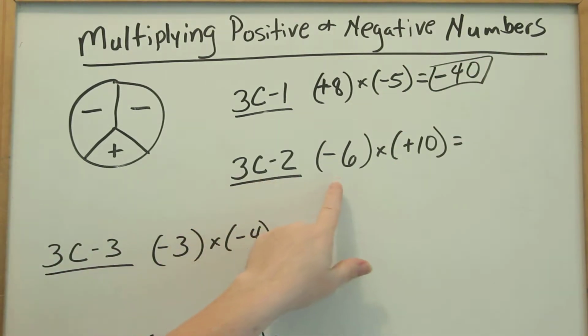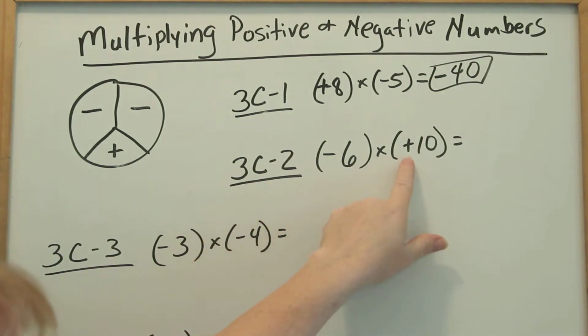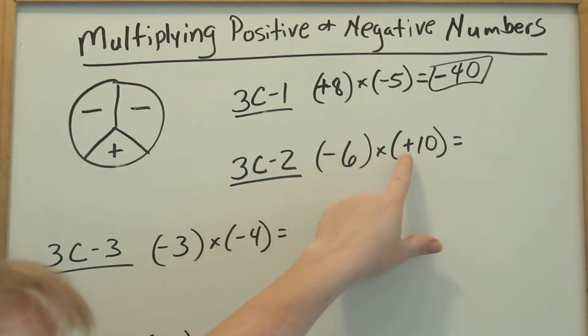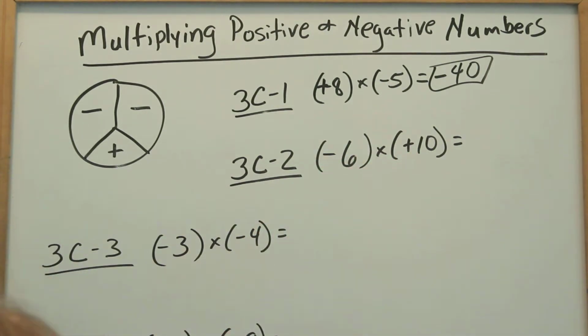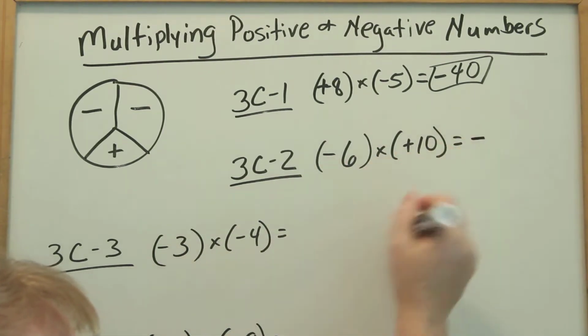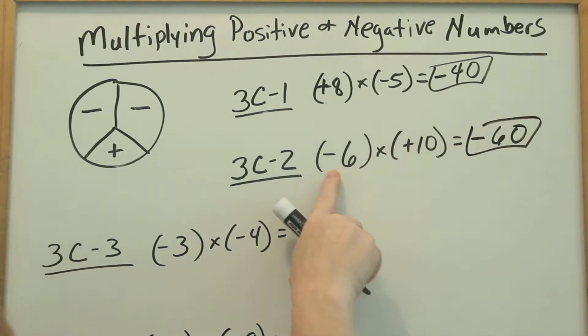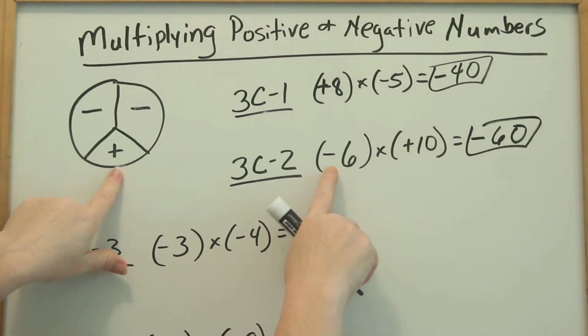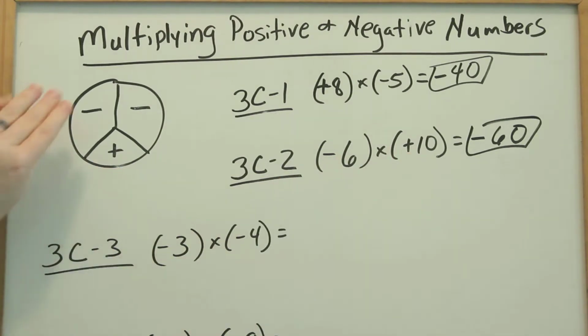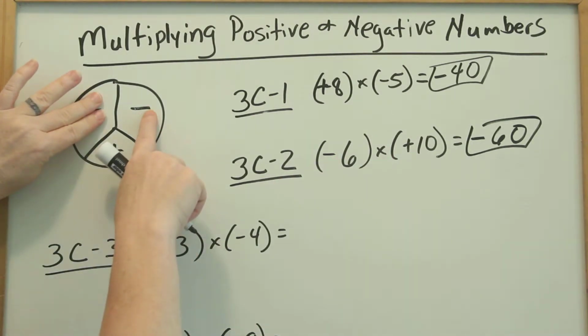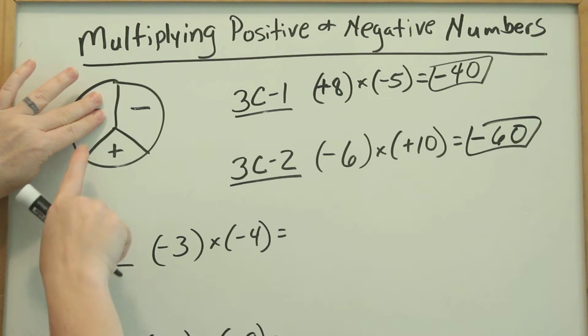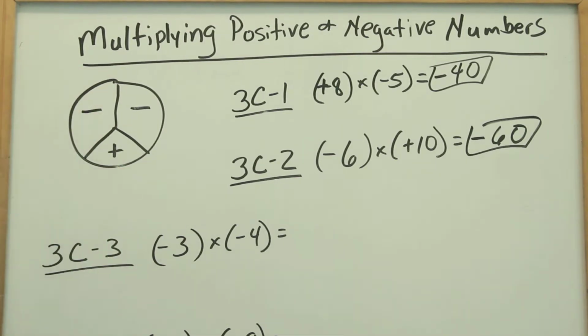Now look at 3C number 2. Negative 6 times positive 10. A negative times a positive is a negative. It doesn't matter what order it is. If you have one negative and one positive, your answer is always going to be negative. 6 times 10, 60. Let's do this one more time with this little symbol, the face. A negative times a positive. Cover up the one that you don't need. Here you have a negative times a positive. The sign of the answer is going to be whatever's under your finger.